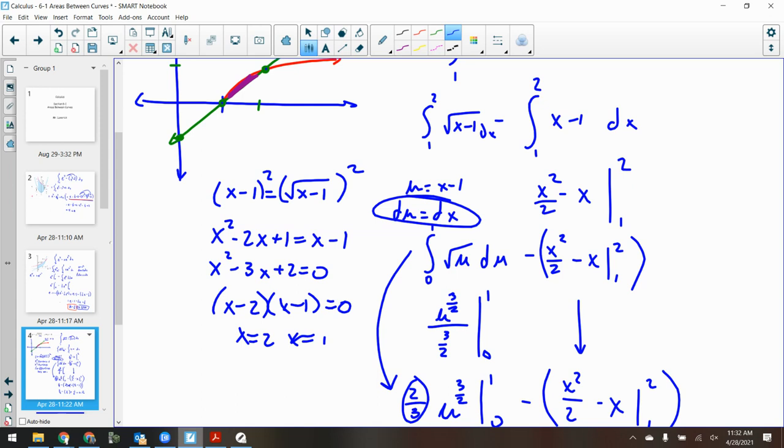Is there any other ones that you have to do it for? I don't know offhand. I can't remember. I'm trying to see if there's any other ones that do u substitution.